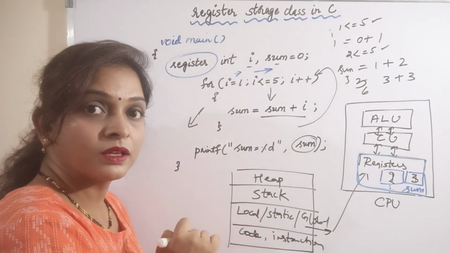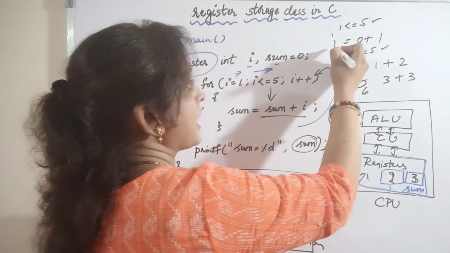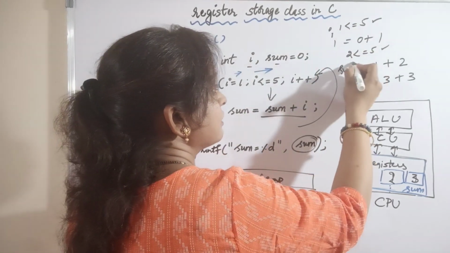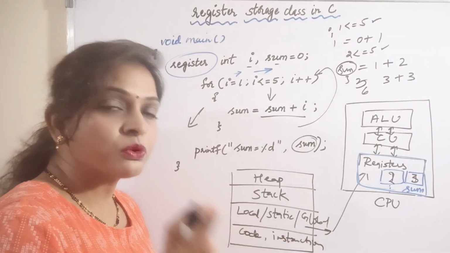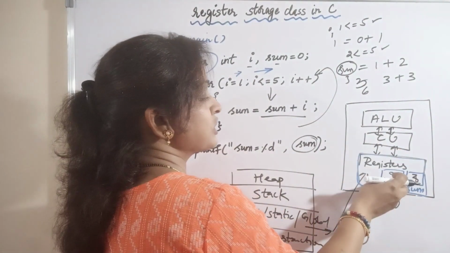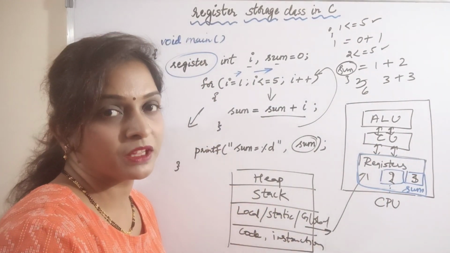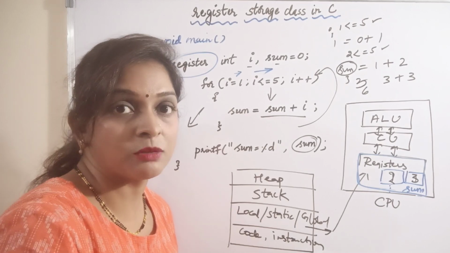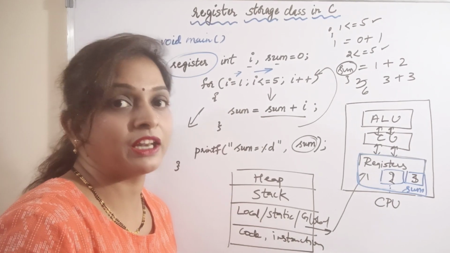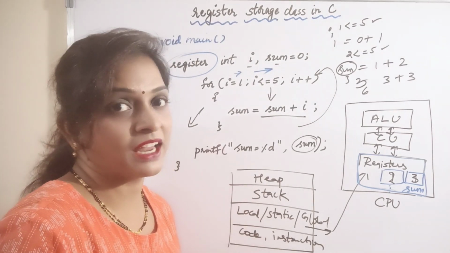So what you need to understand here is that the value of I and the value of sum are being used frequently. So we are storing them inside the CPU register so that the CPU can process them very quickly. But the modern compiler will do that automatically. We need not mention that it is a register variable or auto variable. It will optimize the location by itself.